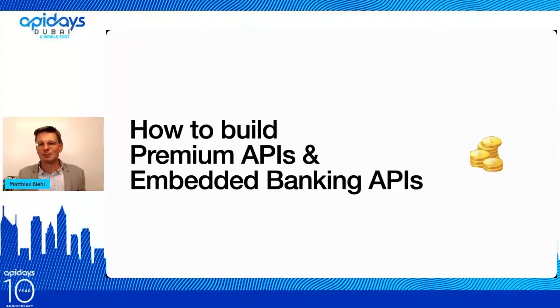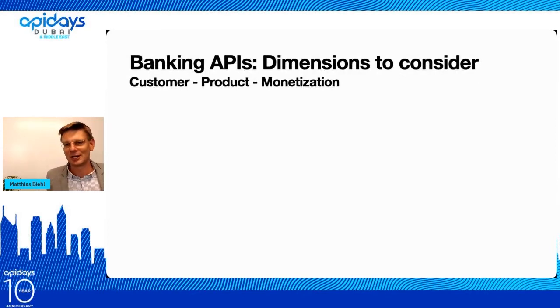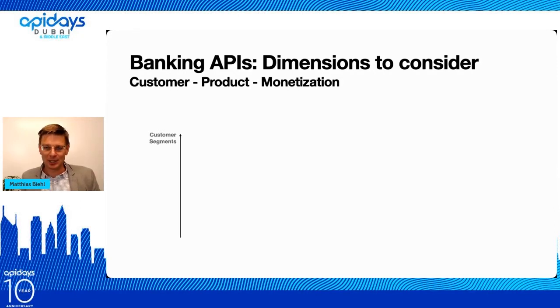These were a couple of examples for these premium APIs or embedded banking APIs, and the possibilities of how the market can evolve when those play out. So how do you build those premium APIs and embedded banking APIs? A couple of things we need to look at. Several dimensions, actually. We need to look at the customer, we need to look at the product, and we need to look at how we can make money with those APIs.